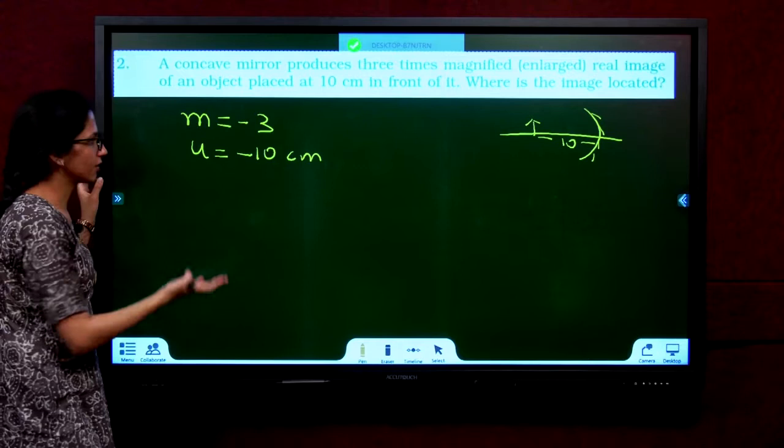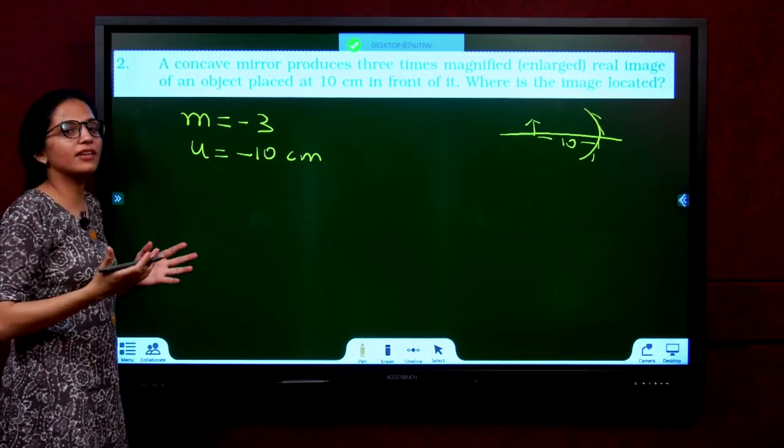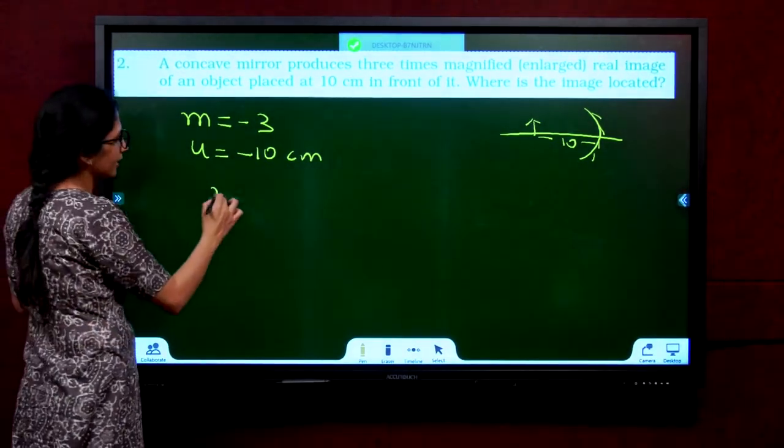Where is the image located? You have only M and U. You don't have F. You don't have anything. You don't have to follow the steps. It's a direct 1 mark question.